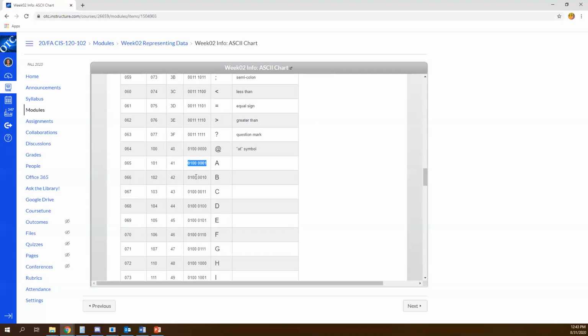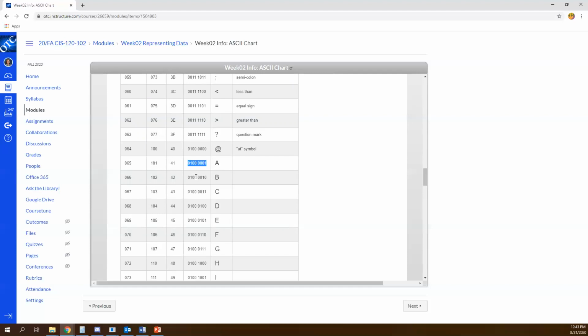We know how to convert them. We know how to get them back. But how do we store character data? They sat down and they said, we'll encode it. We'll just make a code table. And we'll say the letter A is this, the letter B is this, the letter C is this, and that's how simple it is. It's just a code table.